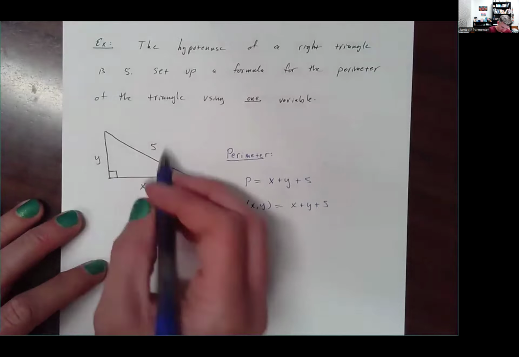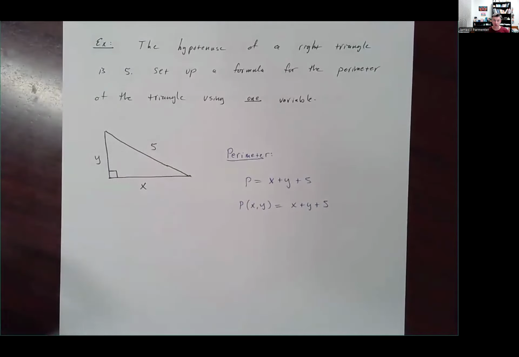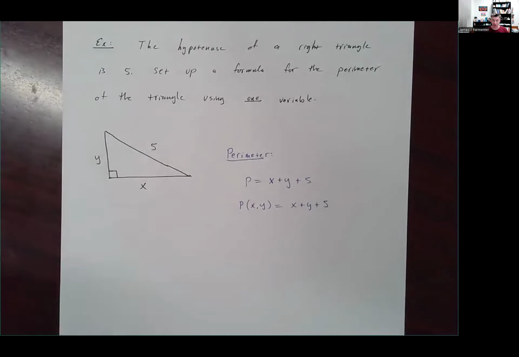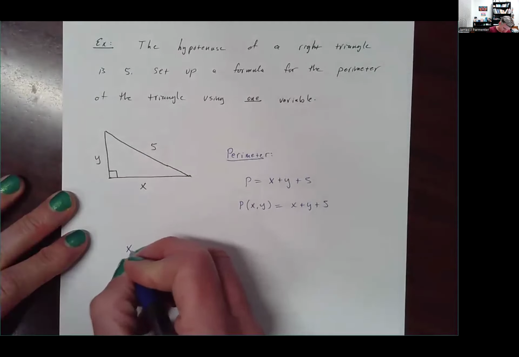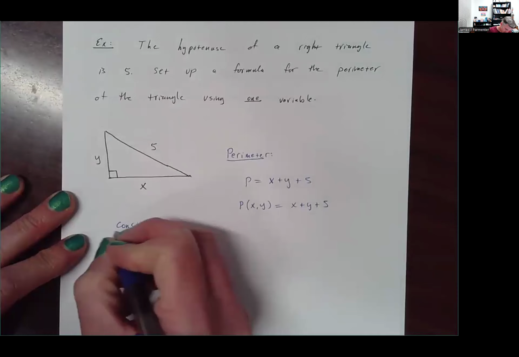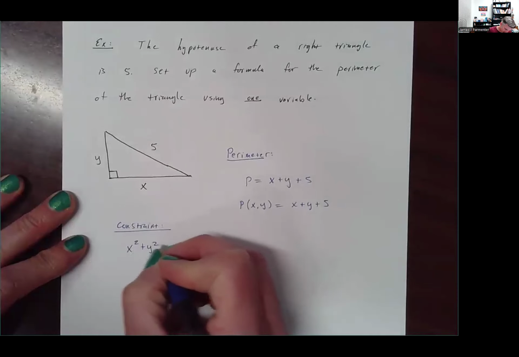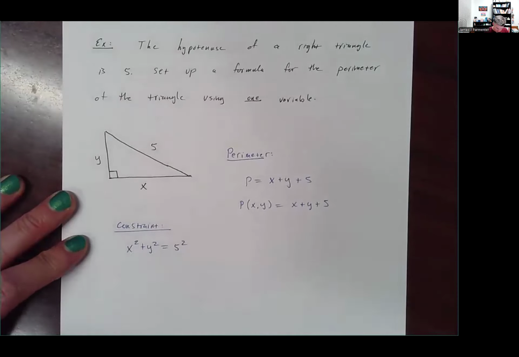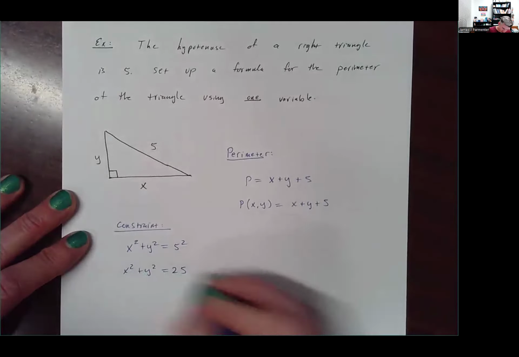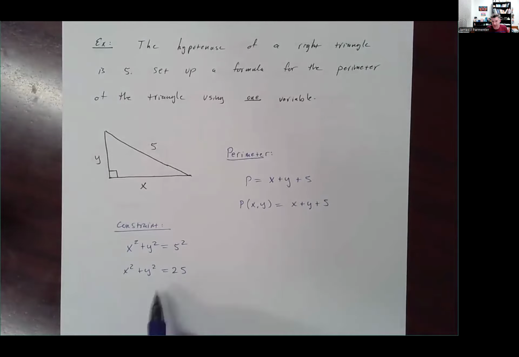So we're going to take this right triangle and find a constraint. In this situation, our constraint is that we know the hypotenuse is 5, but we're going to use that to write an equation. Typically, here we're going to use the Pythagorean theorem. So let's write our constraint here. Our constraint is that x squared plus y squared has to equal 5 squared, or that x squared plus y squared equals 25.